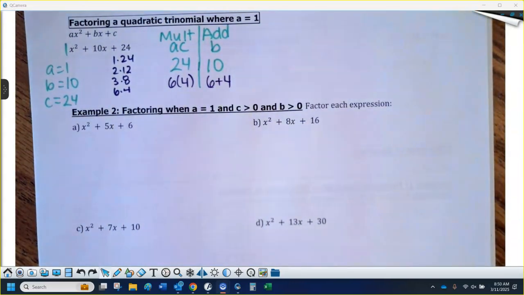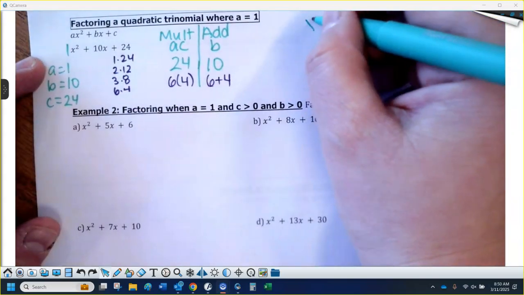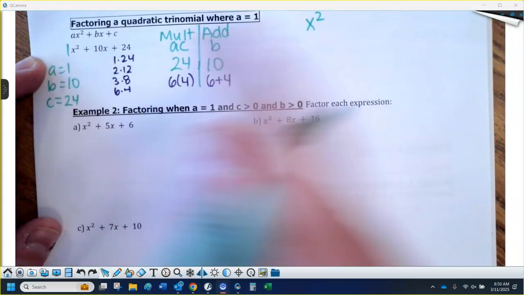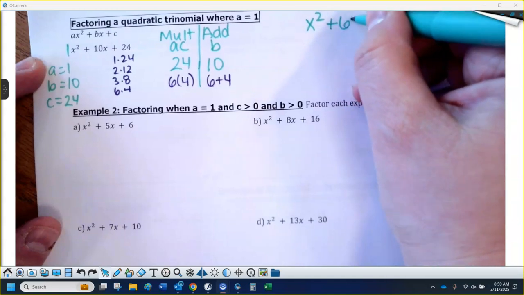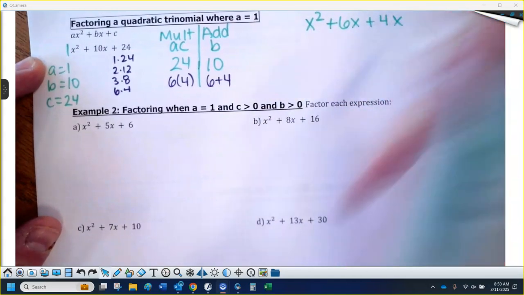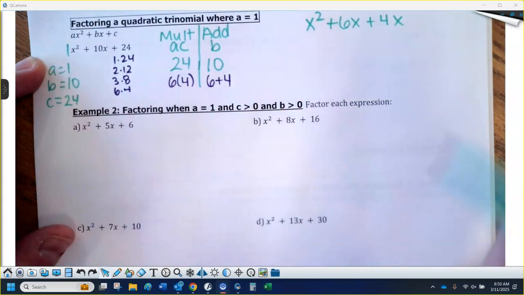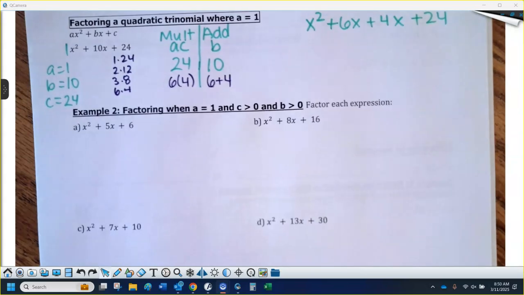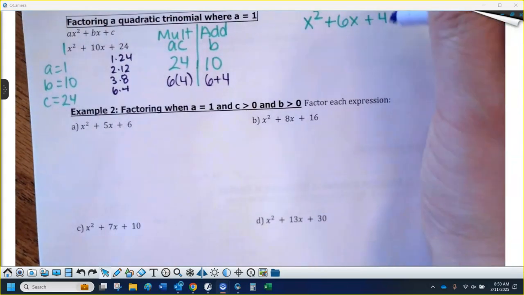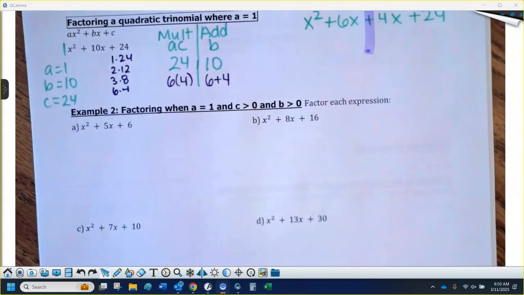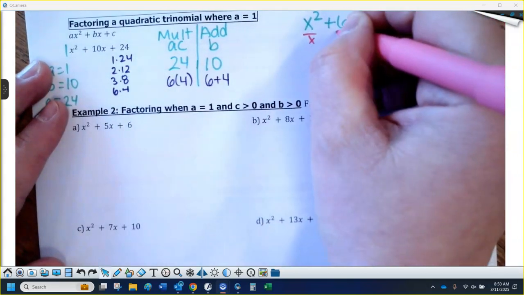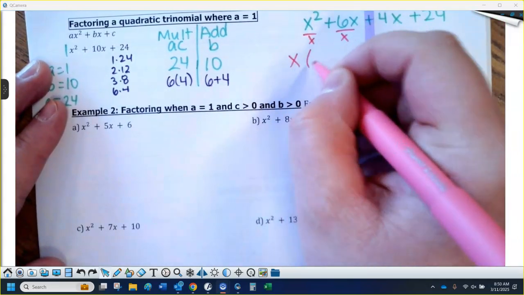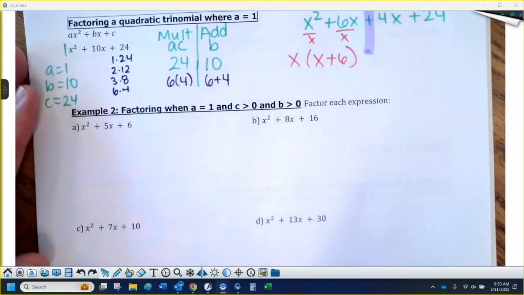Okay, so I should have written this differently. All right, my original problem, I have x squared. Instead of writing 10x, I'm going to write plus 6x and plus 4x. I'm breaking apart that middle term, so we got 4 pieces, and then we can factor it, plus 24 here. All right, so I'm just going to split it down the middle, just like we were doing in the last problem. What do x squared and 6x have in common? X. Okay, so we're going to pull out an x. And left over, I would have x plus 6.